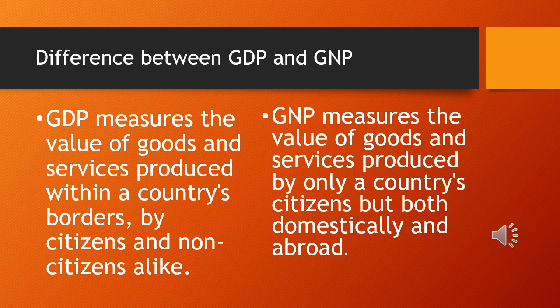So what is the difference between GNP and GDP? Do you remember we studied about GNP in the last lesson? So the difference is that GDP measures the value of goods and services produced within a country's borders, by citizens and non-citizens both, while GNP measures the value of goods and services produced by only a country's citizens but both domestically and abroad. For example, we live in Qatar and earn money from Qatar, but the money which we send to Pakistan is included in the GNP, not GDP. I hope by the example, now it is clear.